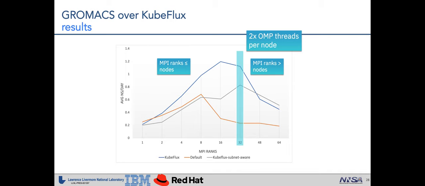The vanilla KubeFlux, the blue one, tends to pack the nodes in an availability zone first. Since in this case there is an entire pool of nodes belonging to the same rack, this allowed the best allocation of the pods over the entire set of nodes. While with the availability zone awareness, this packing was more similar to what Kubernetes was doing. So you can see that the lines are similar up to 8 MPI ranks, then they start to diverge. But anyway, this subnet awareness is not working that great either.